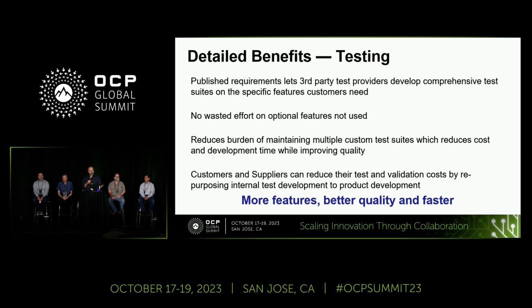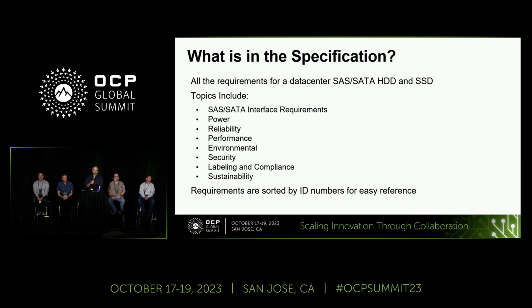And now both customers and suppliers can reduce, and this was touched on in one of the previous talks, right? We can reduce a lot of our internal test and validation resources that were kind of duplicative. And now we can repurpose those to go do product development and innovation, which is what we really all want to be doing anyway. So again, leading to more features, better quality, and faster time to market.